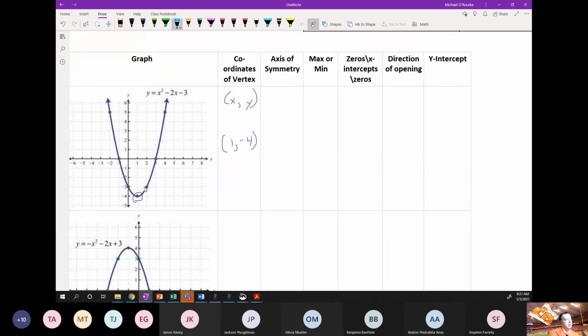My axis of symmetry, if we remember, is the imaginary line that cuts it perfectly in half. And if you remember, that is actually the same as the x-coordinate of the vertex. So x = 1 is my axis of symmetry. This here is going to be a minimum because it's the lowest part of the graph. My zeros, or x-intercepts, are right here, where it's crossing the x-axis. So that is going to be -1 and 3. Okay, well, we didn't do direction of opening. Direction of opening is which direction it is opening up to. So in this case, it's opening up.